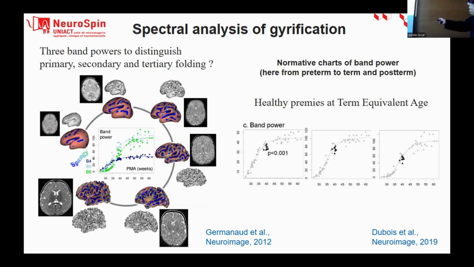And if we do exactly the same kind of normative chart, but with the three band powers, we realize that it's only in the low frequency band power that there's a difference in preterms. They are similar for the two other ones. And basically, this is the first wave of folding, the primary waves, which is occurring exactly at the same time as the birth of these early preterms. So it's making some sense in a way. So basically, we have these tools that allow to assess globally, in fact, the situation of folding.